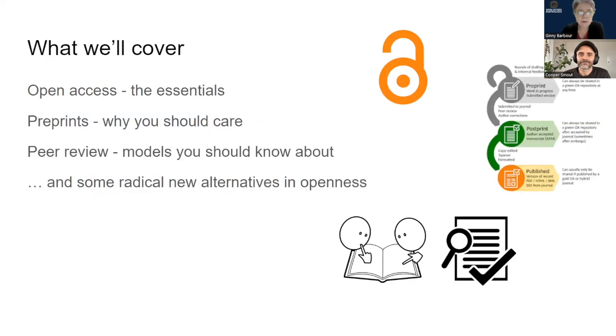Fantastic. All right, so what are we going to cover this time? We're going to talk about open access, the essentials. We're going to talk about preprints, where they sit in the publishing landscape, and again, why you should care about them. We're going to talk about some models of peer review that you should know about. And then right at the end, we'll come on to some radical new alternatives in openness.